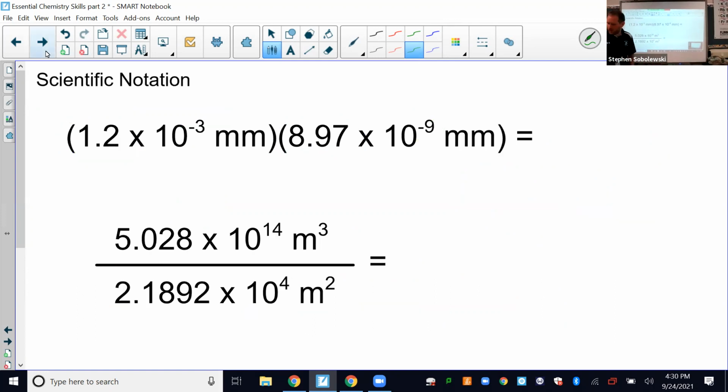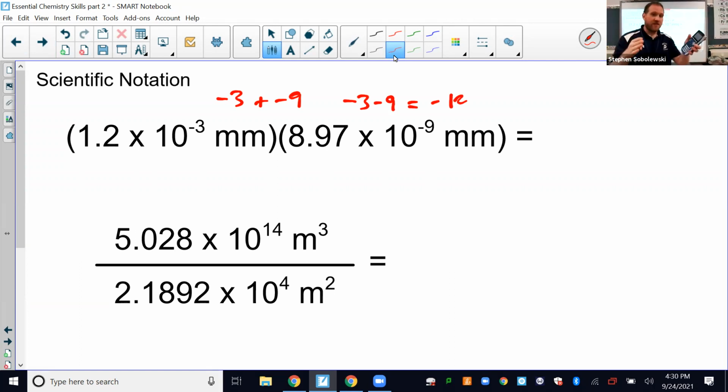Why don't you try these two on your own? You can pause and then we'll go through them. Okay, so for the top one, before I even work it out, what should my exponent end up being? Well, I have negative 3, and because we're multiplying these, we're going to add the exponents. Negative 3 plus negative 9, same thing as negative 3 minus 9, which is negative 12. So I'm looking for negative 12 or negative 11 or negative 13. Just sticking that in my head for now.